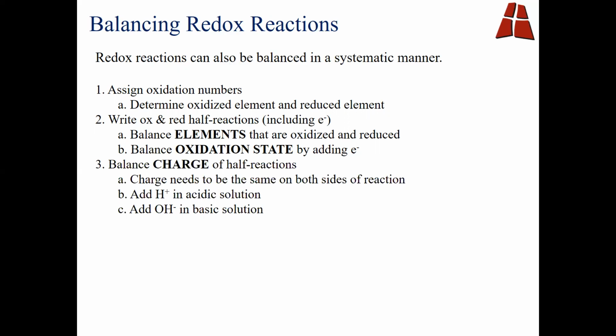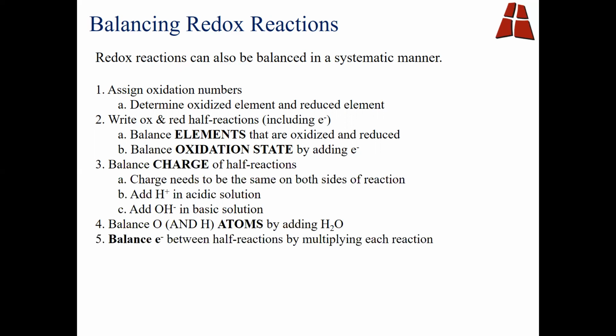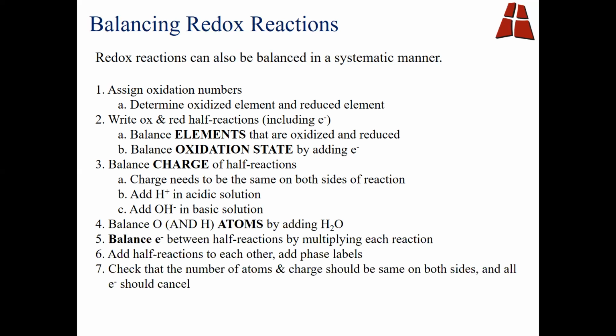I will also specify whether you should balance something in acidic solution or basic solution. With acidic solution, you want to add protons, H+. With basic solution, you want to add OH-. After we do that, we can balance our oxygen atoms and H atoms by adding water, H2O, to whichever side needs it. Then we balance our electrons between our two half reactions in order to make them equal. Finally, add those half reactions together, add phase labels, and that should be our balanced reaction. Of course, we would want to check that all of our atoms and charges are balanced.